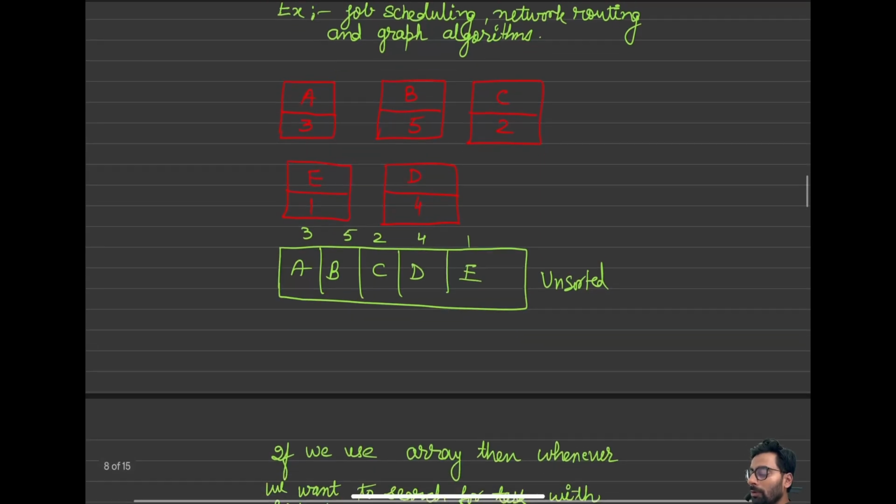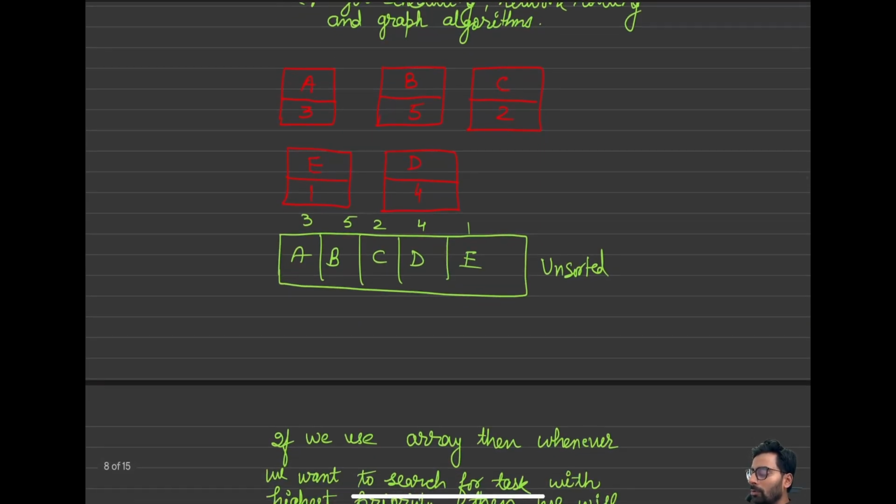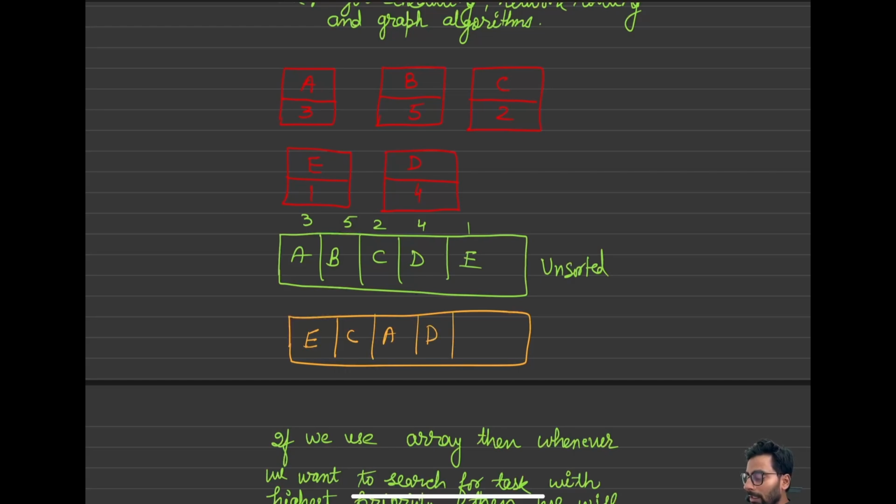So maybe some of you might think, okay, why are you keeping values in an unsorted manner? Why can't you keep it in a sorted manner? Then it will be easier for us to get the values. We can do that. So if we sort this based on the priorities, E will come first, then C, then A, then D, and then B. Now if somebody comes and asks us, give me the one which has the highest priority.